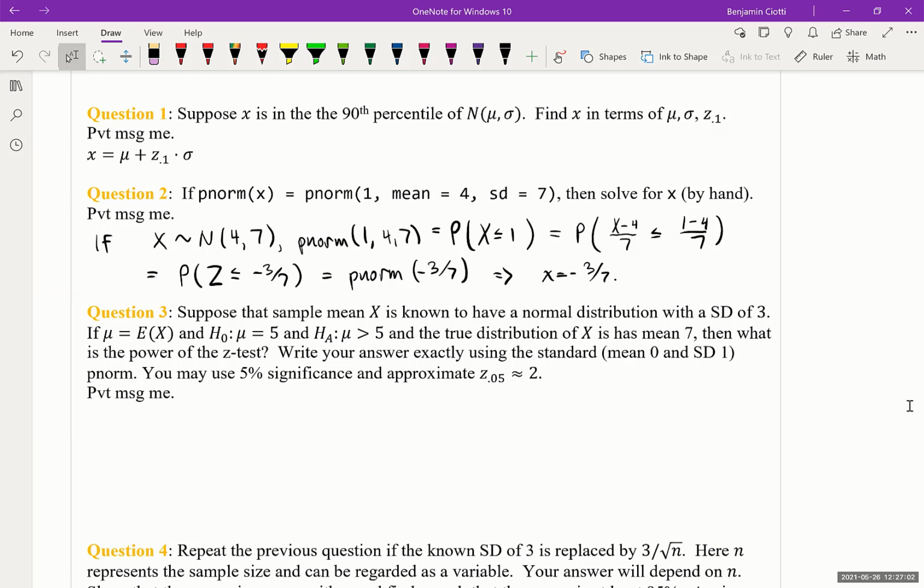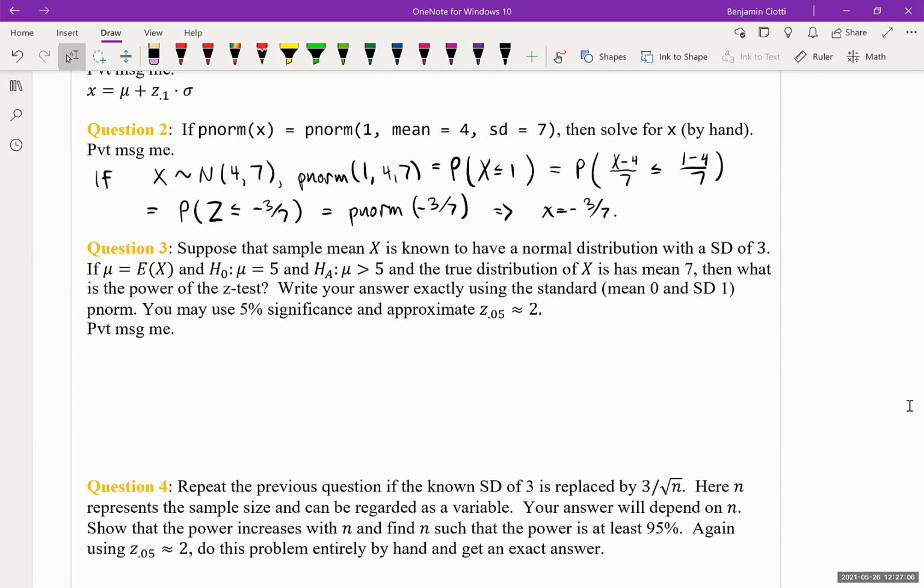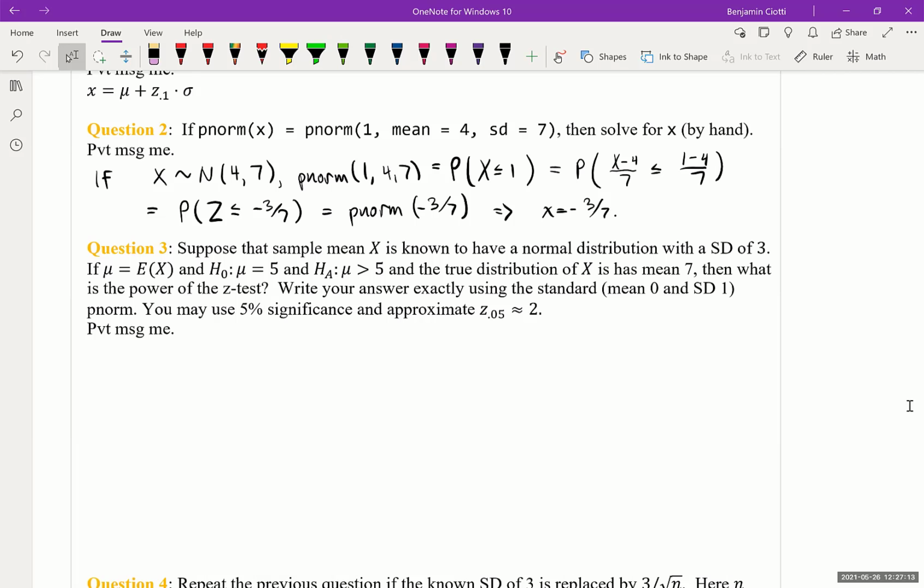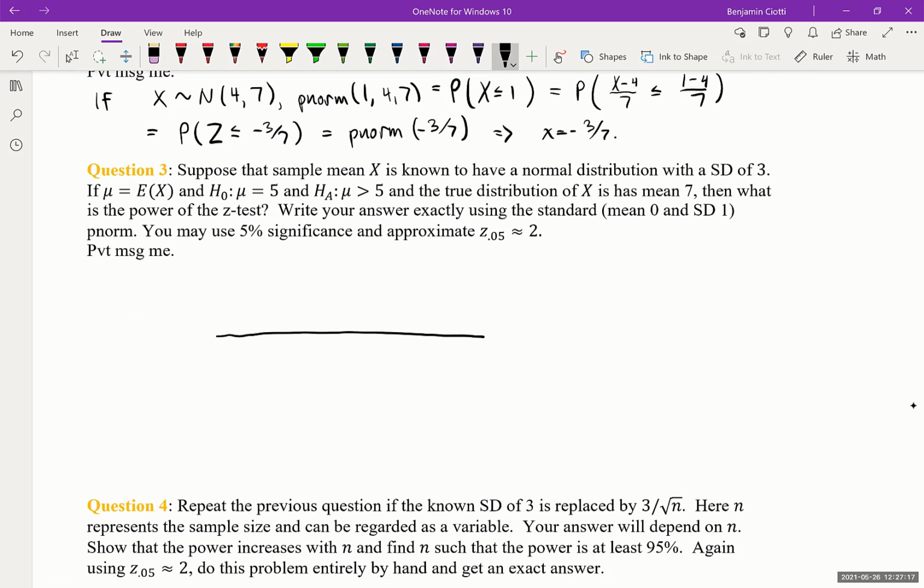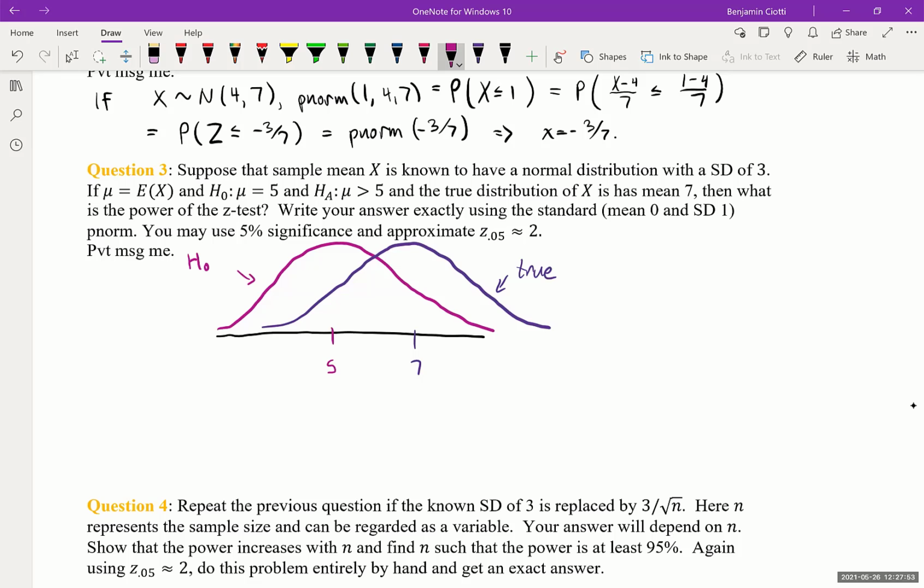Okay. Got 3 answers and all 3 of them were correct. So let me do it now. So let's say the null distribution is this one, just centered at 5. And the true distribution is this one, so centered at 7. Okay, so let's first find our threshold for rejection.